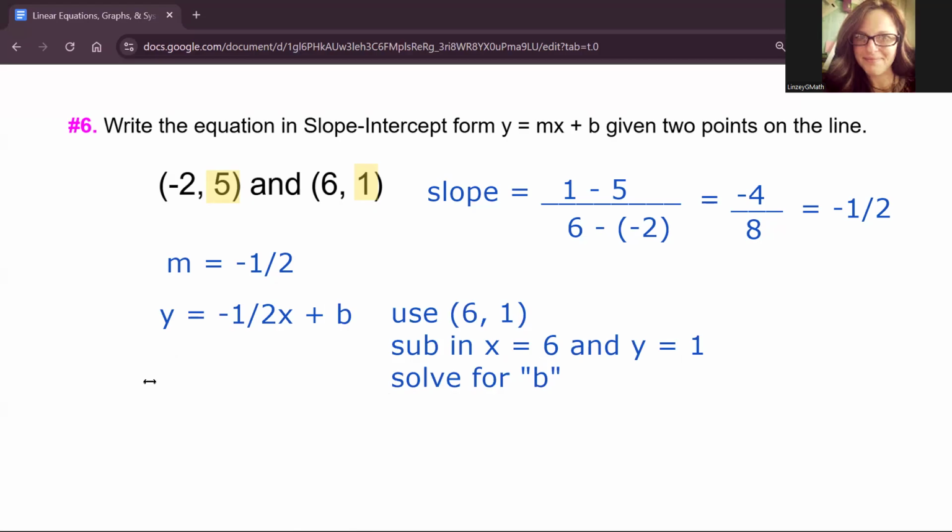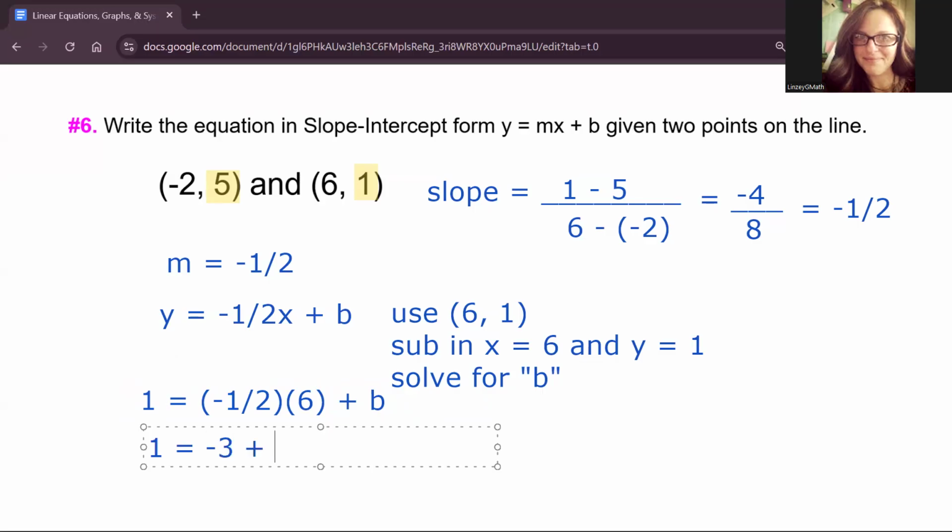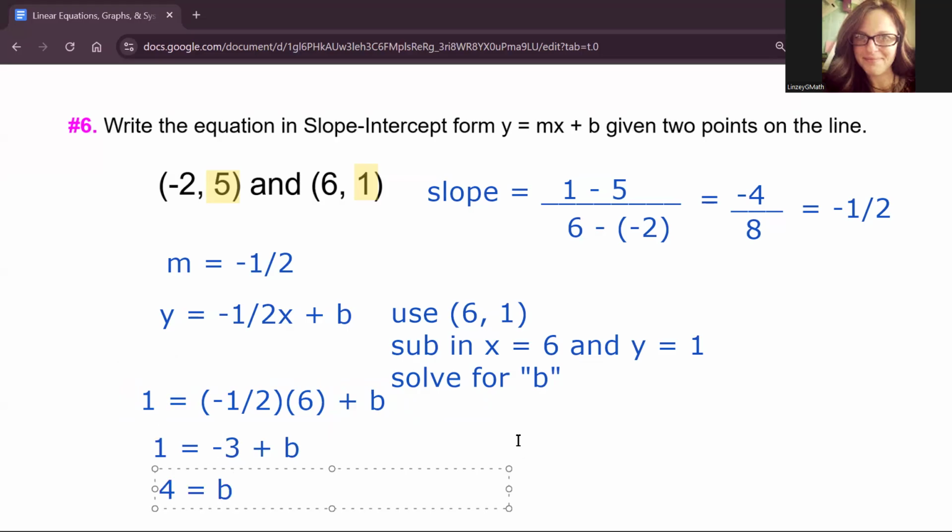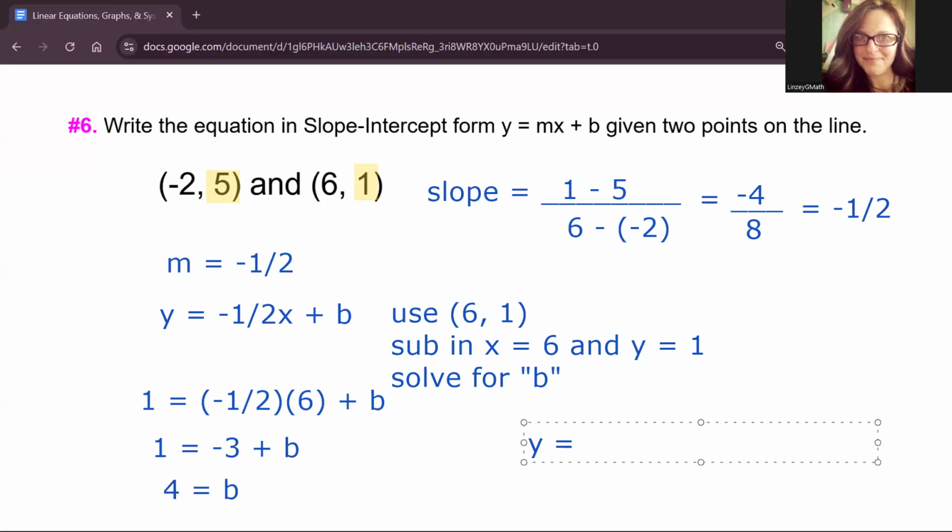So substituting 1 in for y, -1/2 is our slope, and 6 goes in for x. We are solving for b, since they did not give us b, the y-intercept. We'll multiply -1/2 times 6, -3. Then we'll add 3, and we get 4 for b. So our equation, y equals mx plus b, is y equals -1/2 x plus 4.